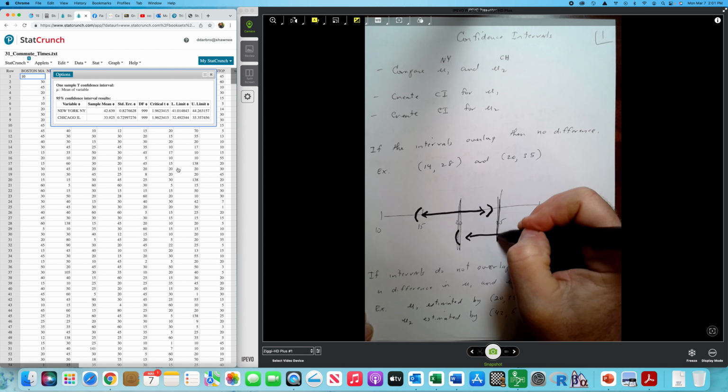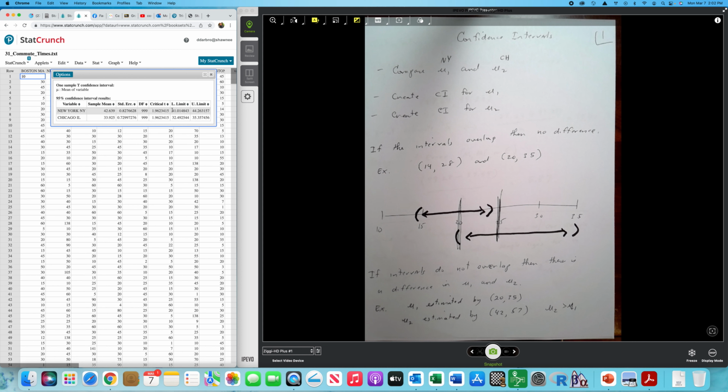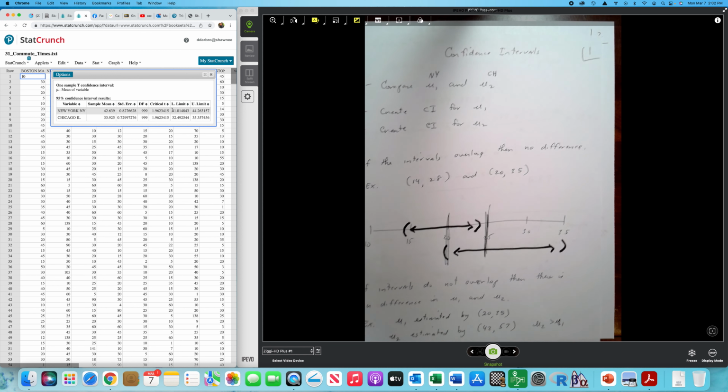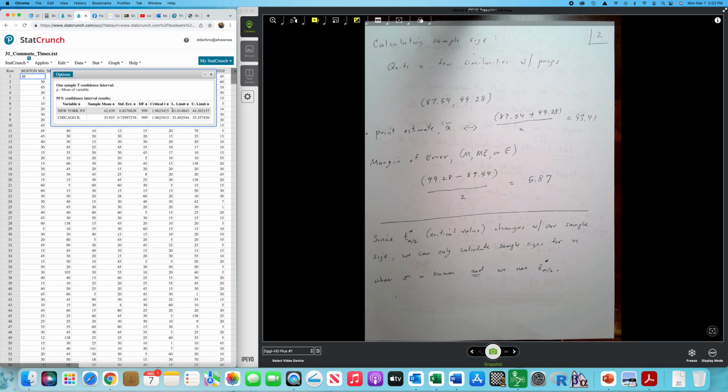So I give you an example, but we can come over to this example and see that if we run from 32 to 35, there's no overlap with the interval running from 41 to 44. So we would conclude that commute times in New York are higher than commute times in Chicago. Now, I'm covering that because there's a question on your assignment, I believe, that addresses that issue.